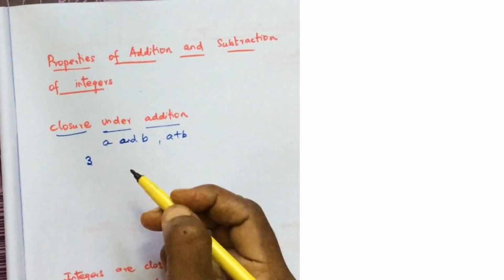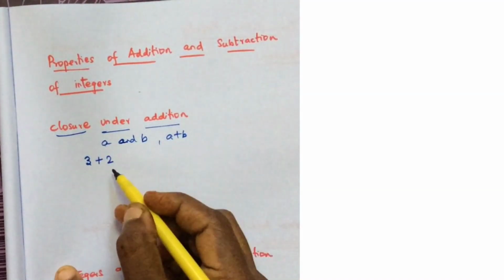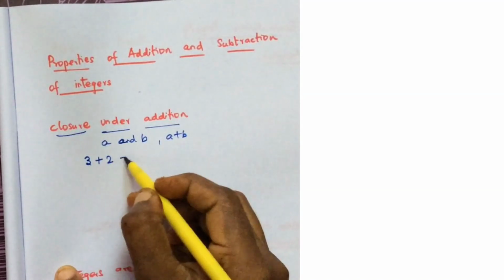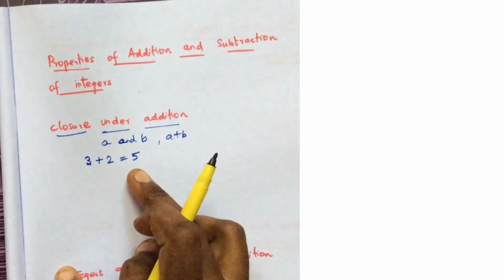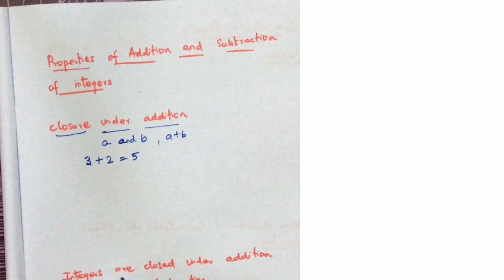3 is an integer. To the 3 I am adding 2. 2 is also an integer. 3 plus 2 is 5. 5 is also an integer. So you can say integers are closed under addition.